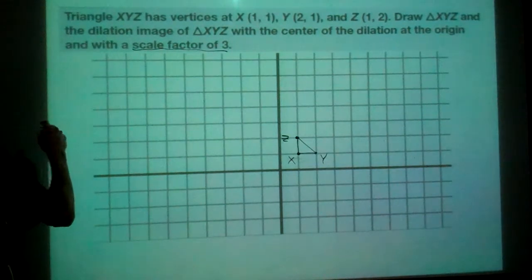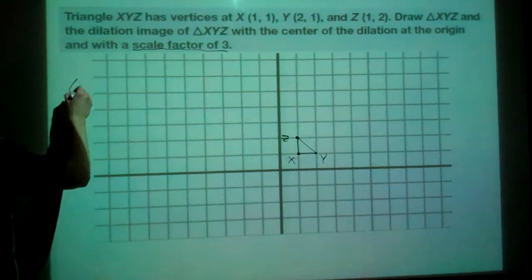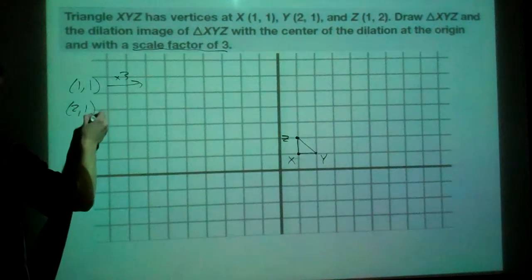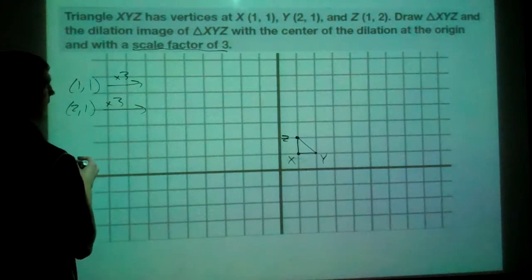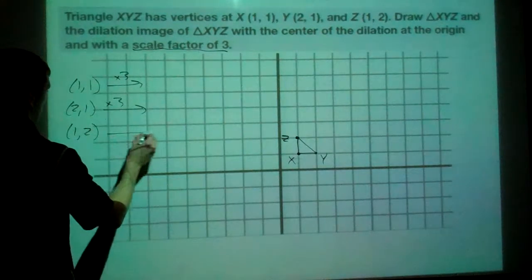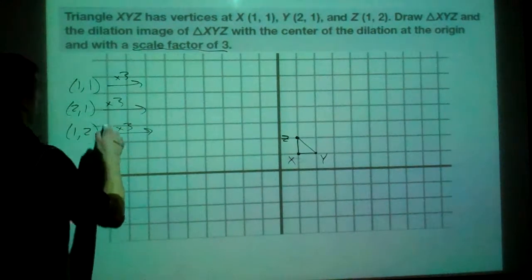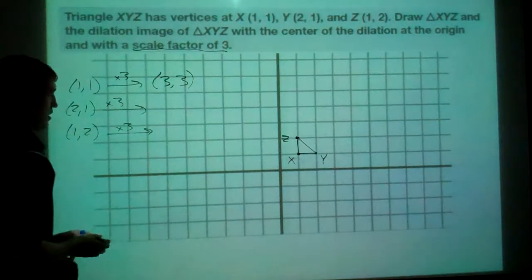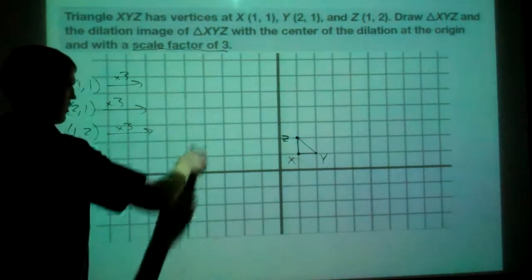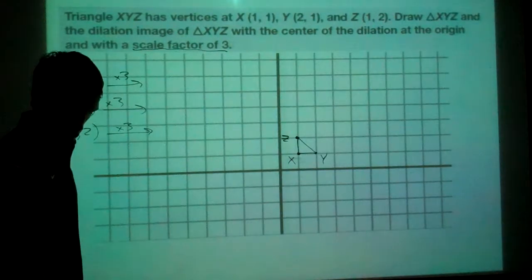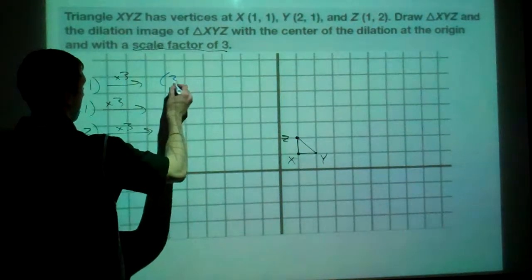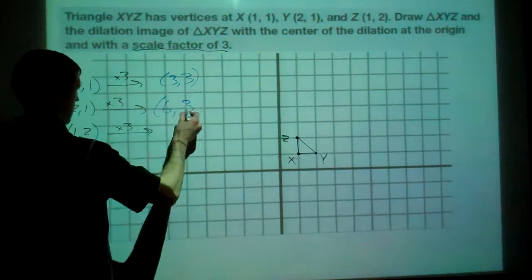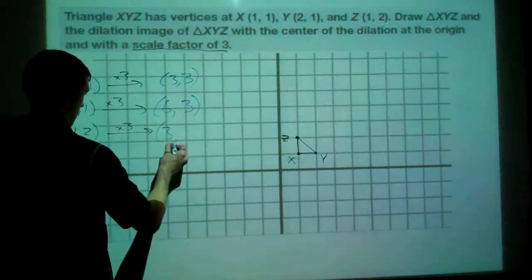And what we do is take our scale factor times our points. So 1, 1 times 3, 2, 1 times 3, and 1, 2 times 3. Alright, so here we go. 3 times 1 is 3, 3 times 1 is 3. Actually, here I'll use a different color. We'll go blue again. So this will be 3, 3. 2 times 3 is 6. 1 times 3 is 3. And here we go, 6, 3.